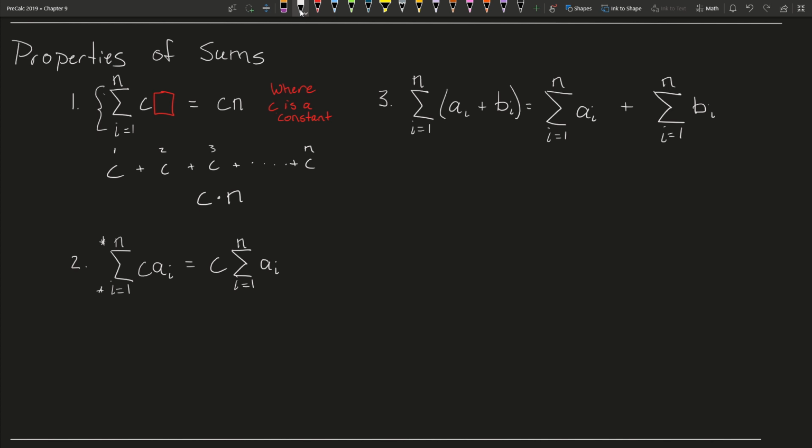All right. So what this first property says is just that the sum of a constant is that constant times however many times you're summing it. So in this case, it's just n. All right, that's this second property.